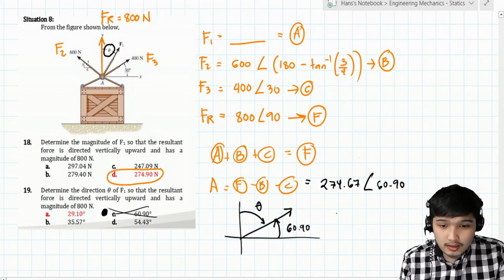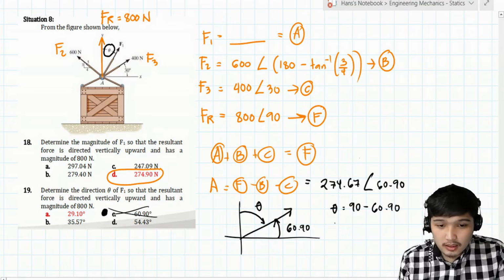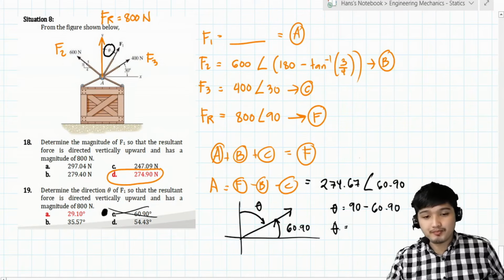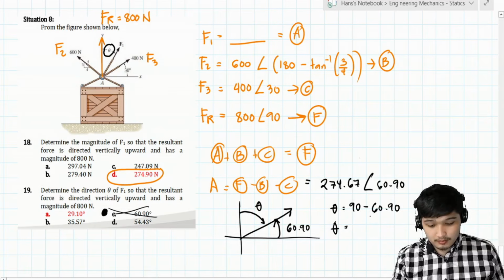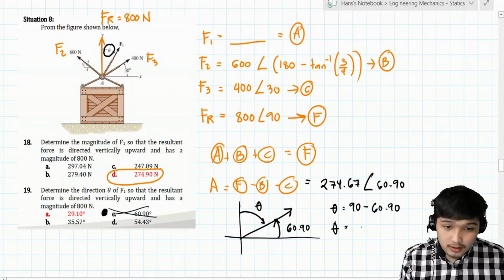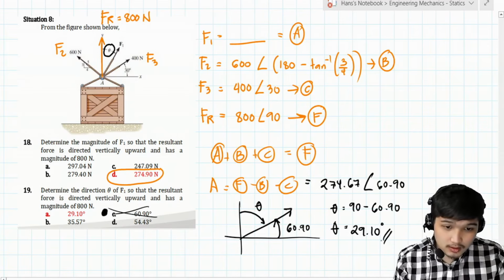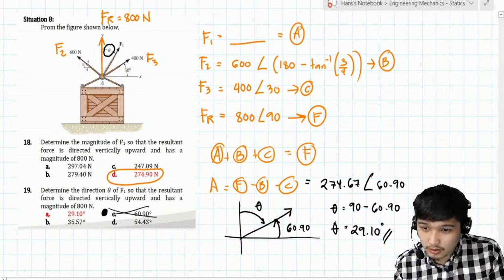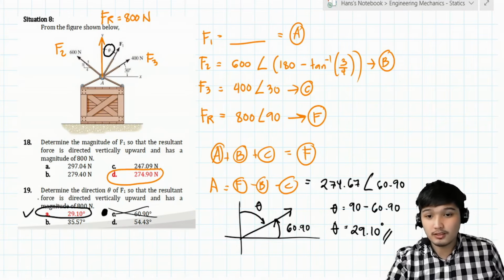So, from that, theta is equal to 90 minus 60.90. Now, what theta comes out? The correct answer is 29.10 degrees. So don't rush. That is also in the choices, so that is the correct answer.